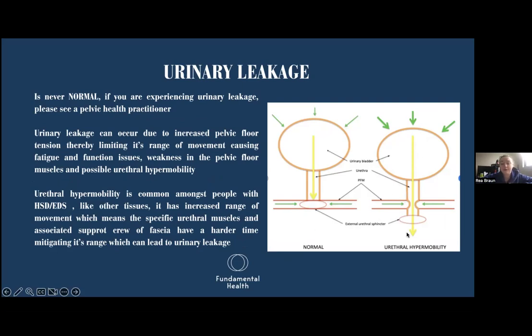Now, this is really, really common with people who are hypermobile. So this little image shows that usually when we see the pelvic floor contract, it supports the bladder and urethra, but with urethral hypermobility, it actually can continue descending and moving down. Urethral hypermobility also predisposes people to urethral prolapse as well. So with this increased rate of movement, it is important that we make sure the support crew are doing all the right things to mitigate and support urinary leakage, because hypermobility alone shouldn't be creating the urinary leakage on its own.